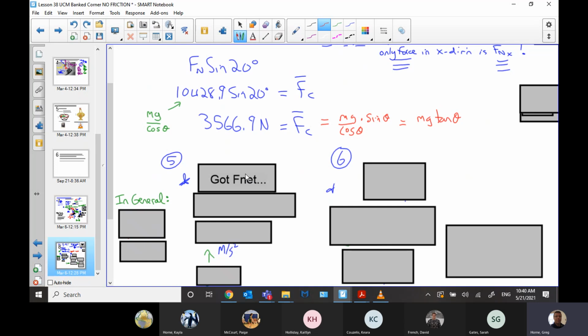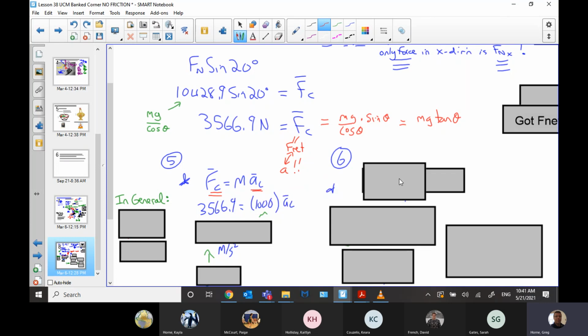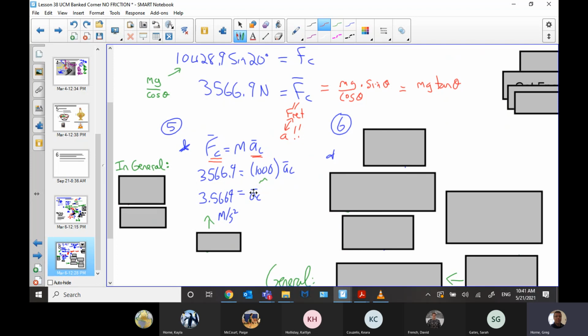Okay, so that's the centripetal force. So we've got F net, like that "got milk" commercial. If you have F net, then you can get acceleration, right? So let me write that in there. If we know this is F net, then F net allows you to get acceleration. There it is, F net and acceleration. So we're able to get the actual centripetal acceleration as well. There's an acceleration of 3.5669. I'm keeping extra decimals all the way through.